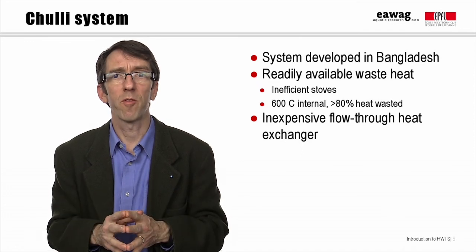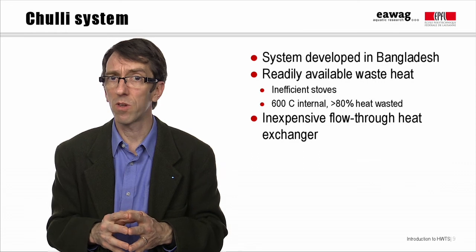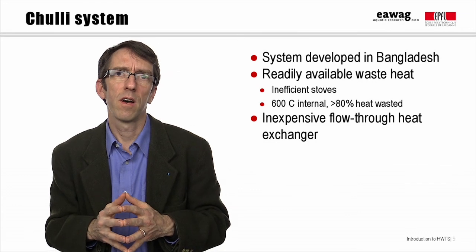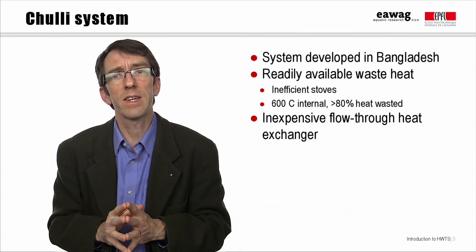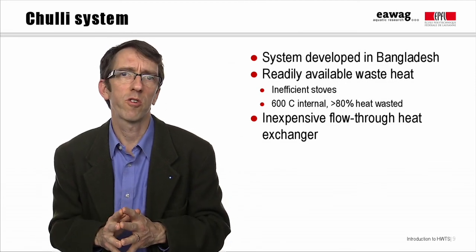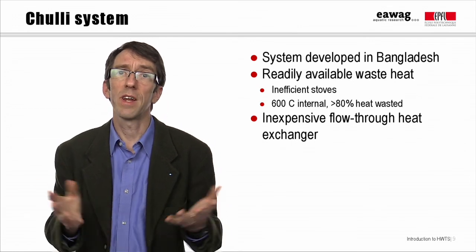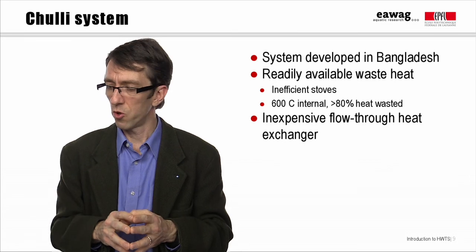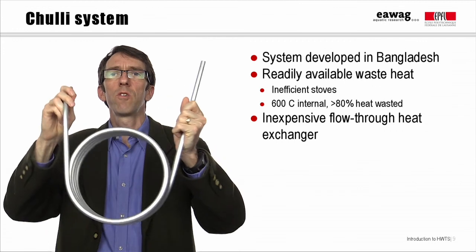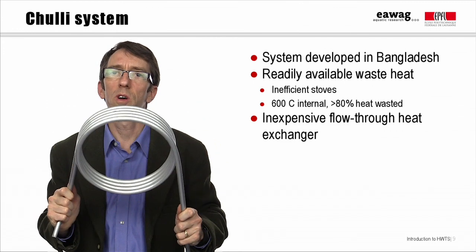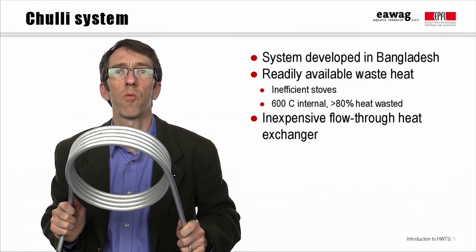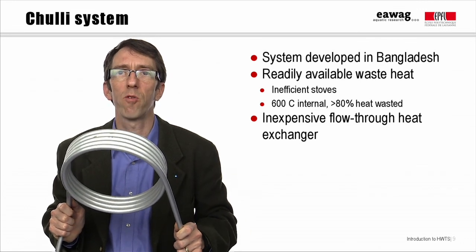One example, though, comes from Bangladesh, which was developed by Professor Fakhrul Islam at Rajshahi University. This is called the Chulli system, and it takes advantage of readily available waste heat that comes from inefficient cook stoves, homemade clay stoves which reach a temperature of about 600 degrees, but more than 80% of that heat is wasted. So Professor Islam developed a metal coil made out of aluminum, which acts as a heat exchanger. When this coil is built into a cook stove, water can be passed through the coil during cooking, and water heated up to the pasteurization temperature before it comes out the other side.